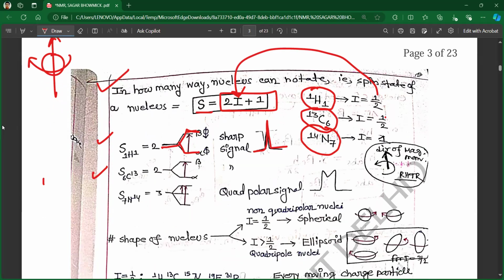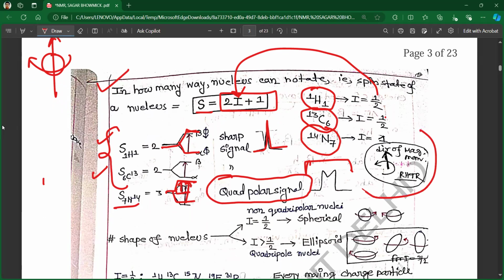Now for nitrogen, if you put 1 in place of I, then S value will be 3. So that means it will have 3 states. And for these 3 states, we will have 2 transitions. This type of signal is called a quadrupolar signal, which is not so sharp. So basically we study the other type of nuclei because we get a sharp signal.